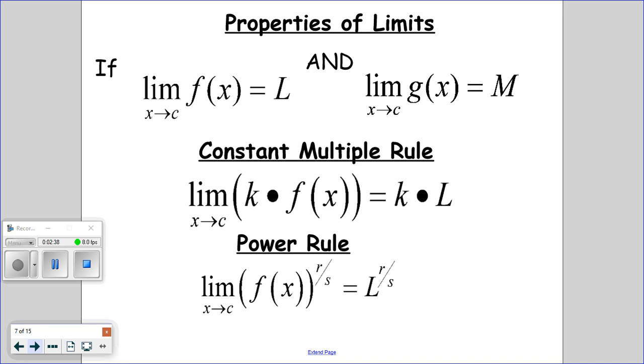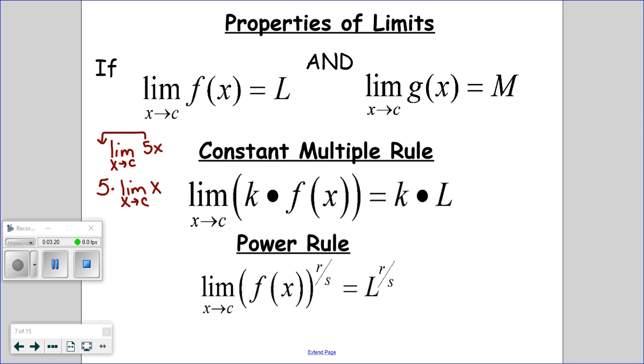Constant multiple rule. If I have a number multiplying my function, I could just take the limit of the function and multiply the answer by that constant. An example of what that could look like. Okay, that 5 would be like the k in this situation. And really, I could then just take the limit of x and multiply the result by 5. It's like a constant can slide out front and wait till we've taken the limit of the function.